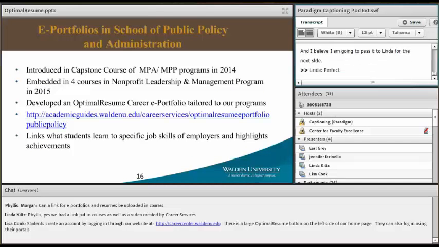Appreciate that. I'm with the School of Public Policy and Administration, and I'm the program director with the MPA, MPP, and nonprofit programs. And we basically started integrating ePortfolios in 2014 as part of the capstone course in the MPA and MPP programs, which Jennifer was a part of, and she was talking about how she created it as part of the capstone course of the MPP program. And in all honesty, if I had been hired by Walden earlier, I probably would have put it in all of the MPA courses when they're upgraded.